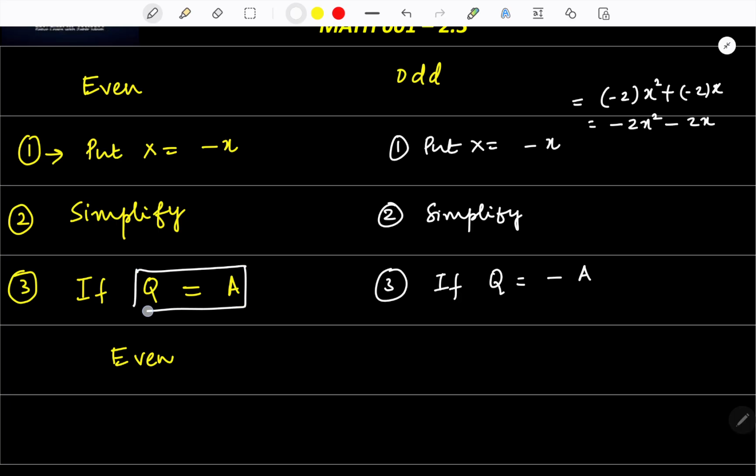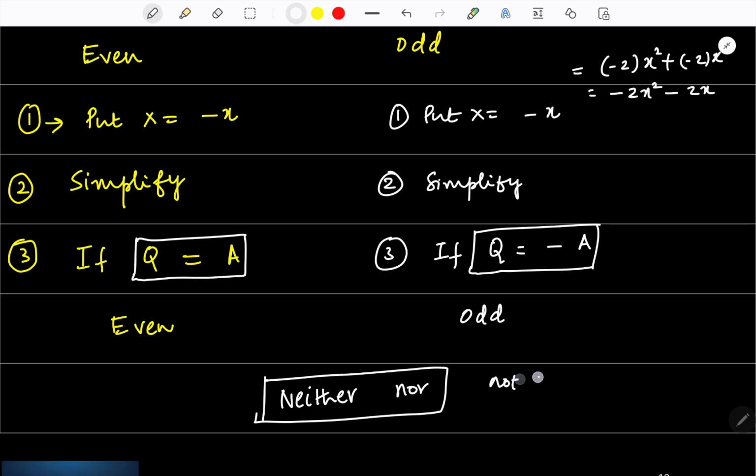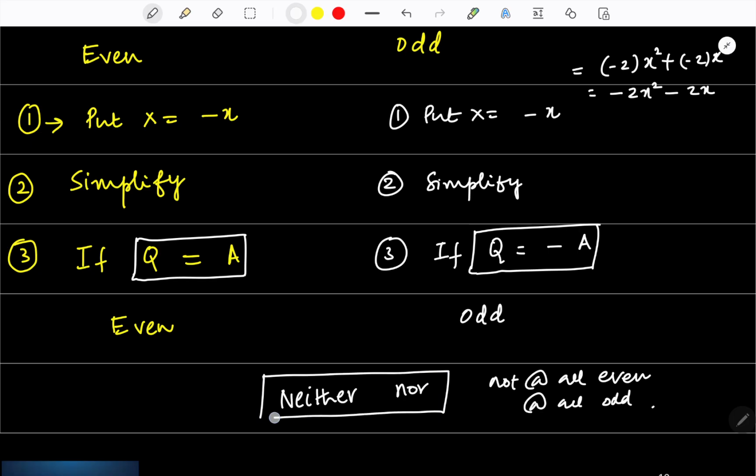If the question is equal to answer, it is even. If the question is equal to minus times answer, then it is an odd function. If these two conditions are not satisfied, we are going to say neither nor. Neither nor means in English, not at all even and not at all odd. That is the meaning of neither nor. Clear, everybody? That is called neither nor. Right. Okay.